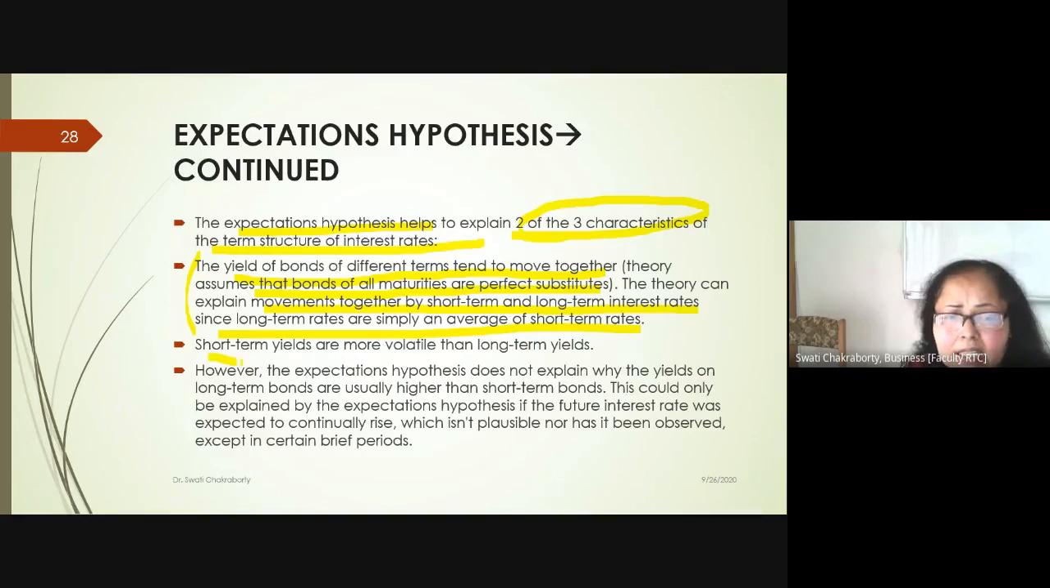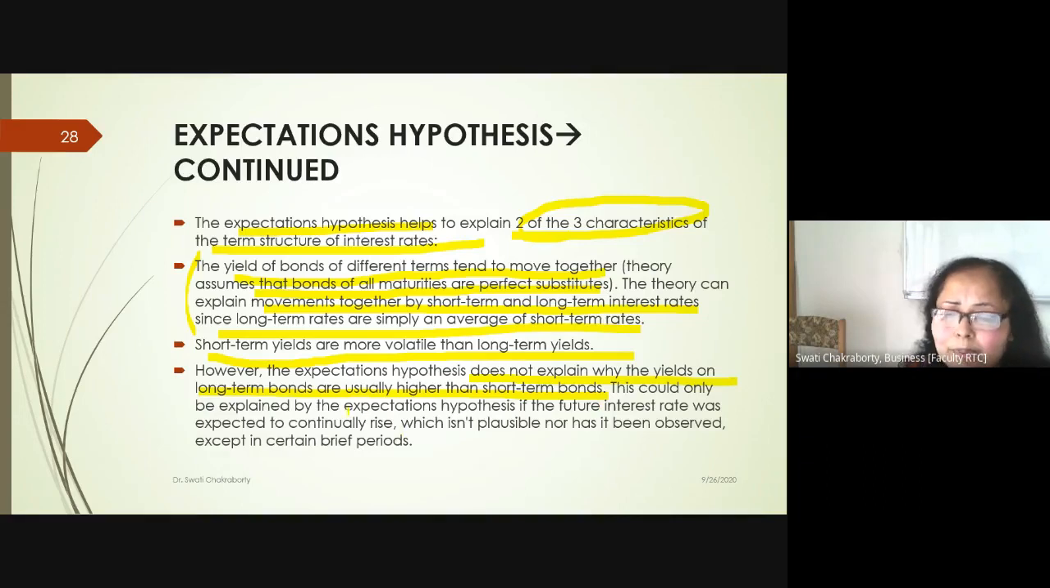Second, short-term yields are more volatile than long-term yields, right? That's the second thing. But the third characteristic cannot be explained. What's the third one? That this particular hypothesis does not explain why yields on long-term bonds are usually higher than short-term bonds. Why is it higher?